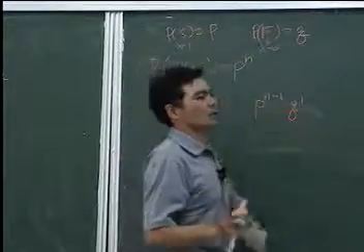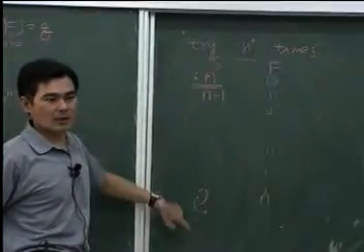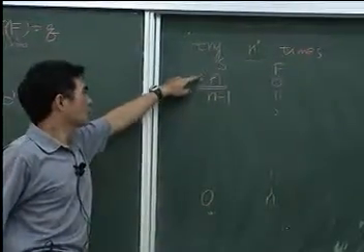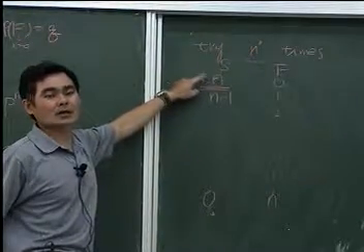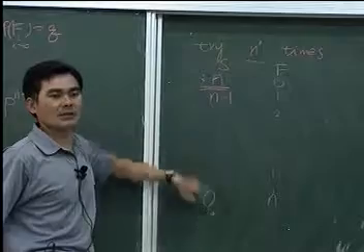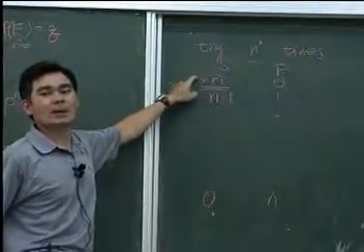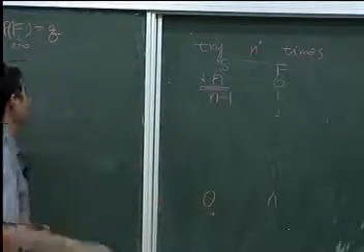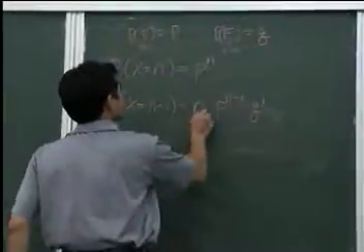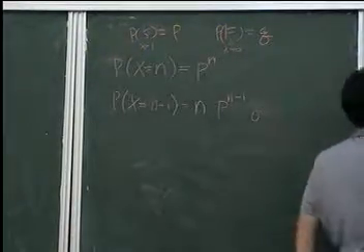But you have to be very careful, because we have n experiments. It can be the first one where you get the failure, or the second one, or the nth one, right? So in this case, how many possibilities are there? There are n possibilities, because there are n trials.